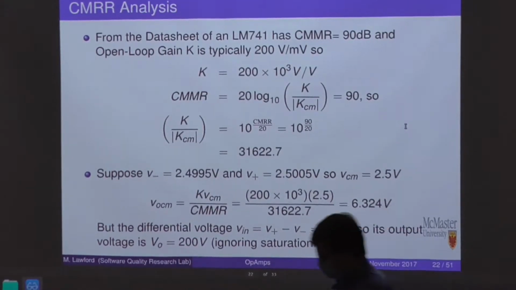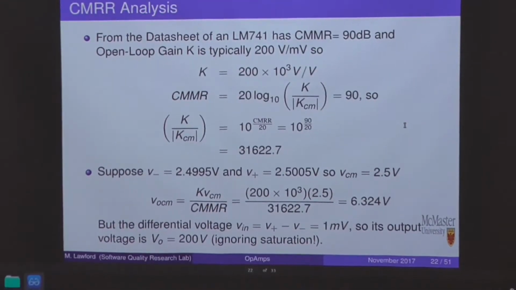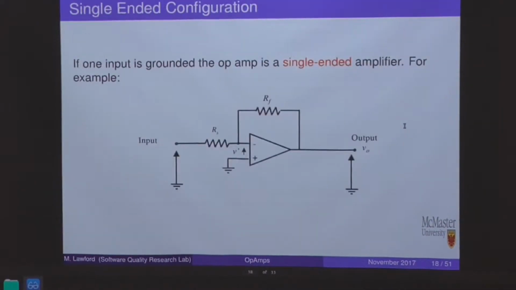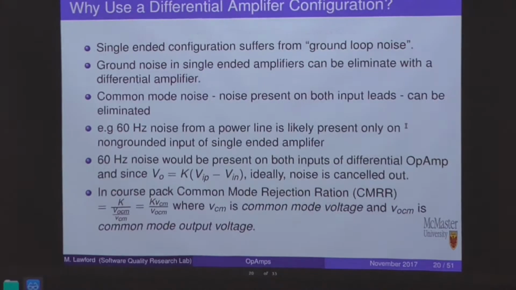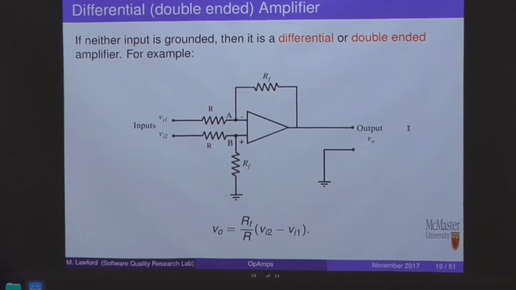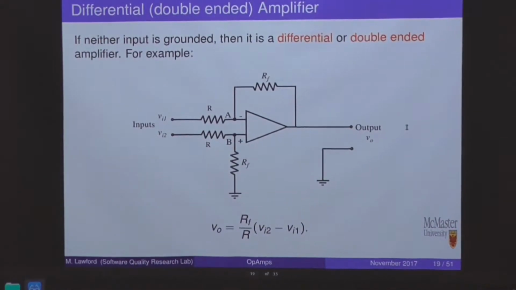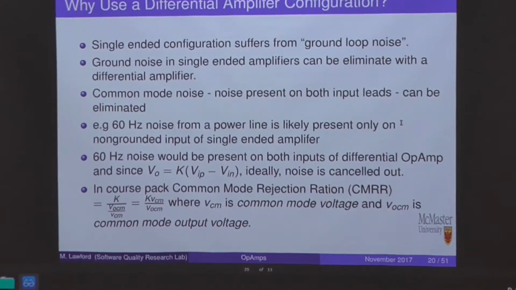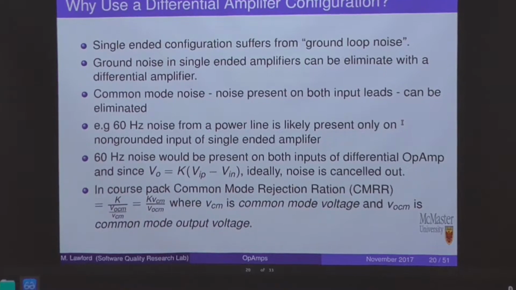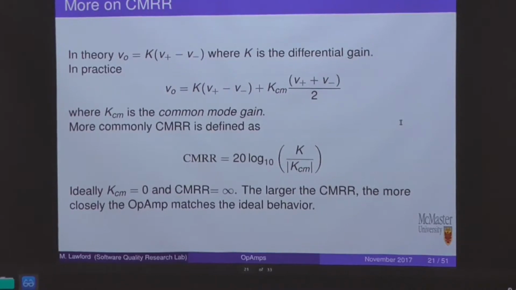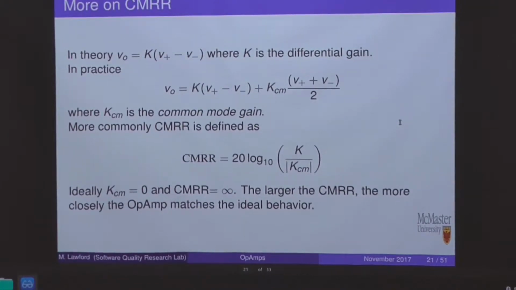But anyway, last time we did a couple of different circuit analyses. We did the differential amplifier circuit analysis, and we had just talked a little bit about the common mode rejection ratio. Let's take it from here.